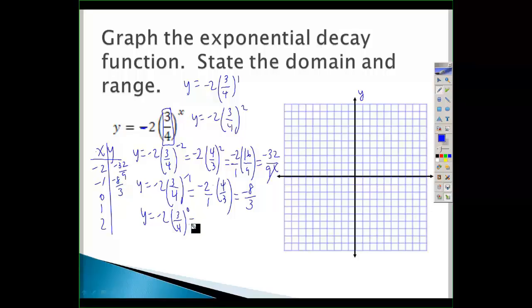If I plug in 0, negative 2 times 1, because anything to the 0 power is 1. That's negative 2. And as you can see, hopefully, that a value, once again, we're going to get a y-intercept at that a value. We don't have any h or k's or anything, but that's really important right there. That's going to come into play tomorrow, just like exponential growth. And then we plug in 1. We have negative 2 times 3/4. I'm going to go ahead and cross cancel this time. That gives me negative 3/2.